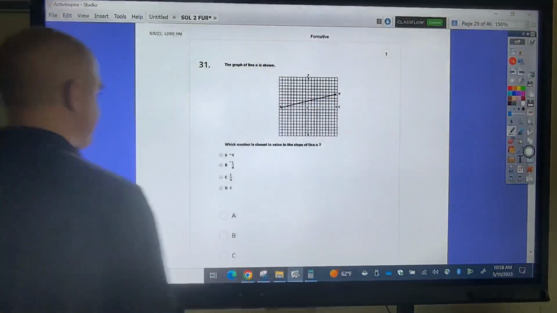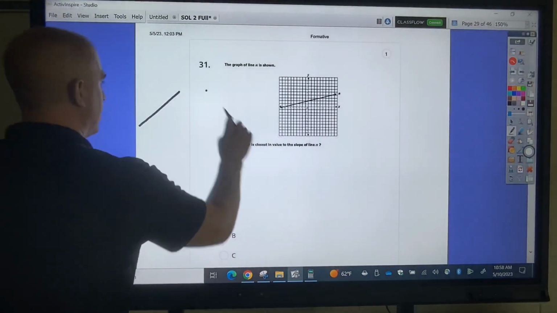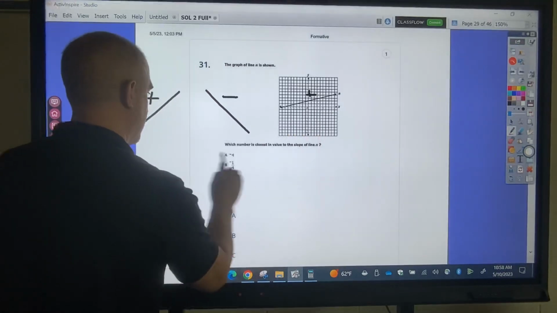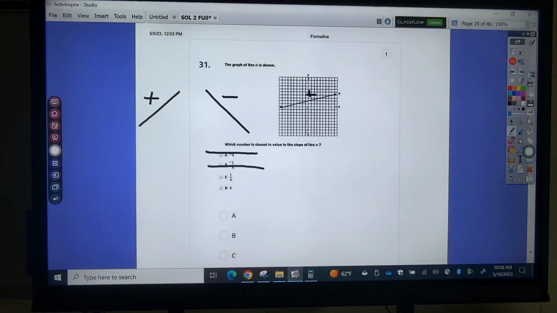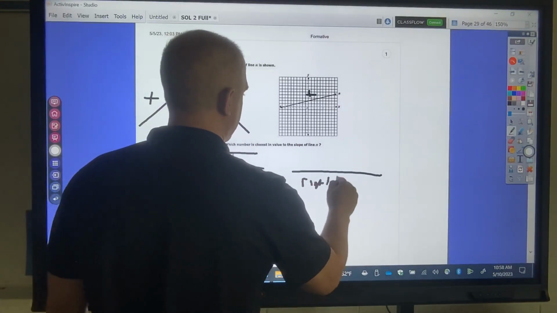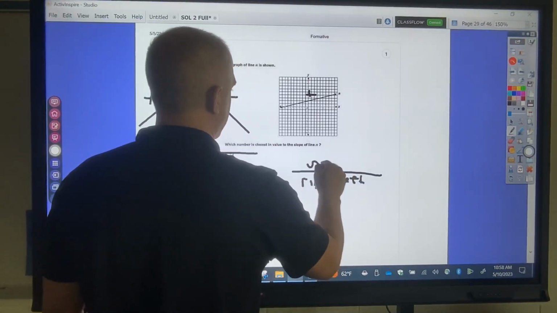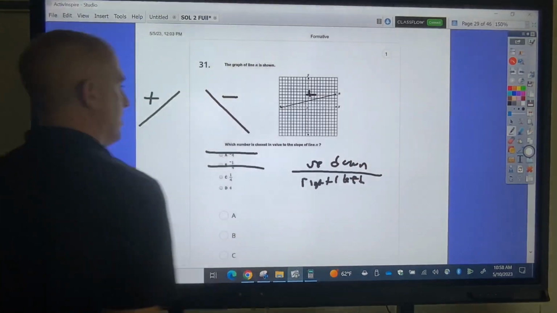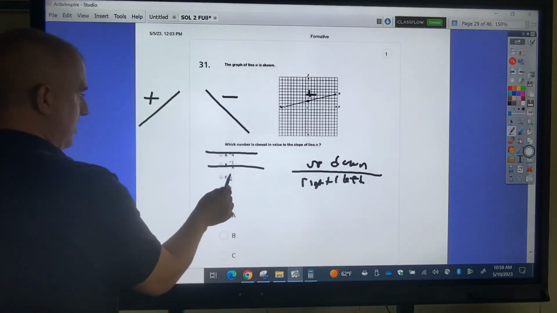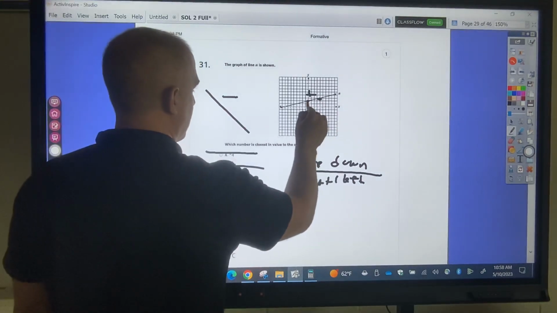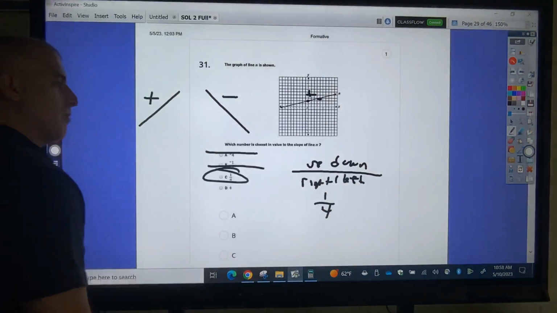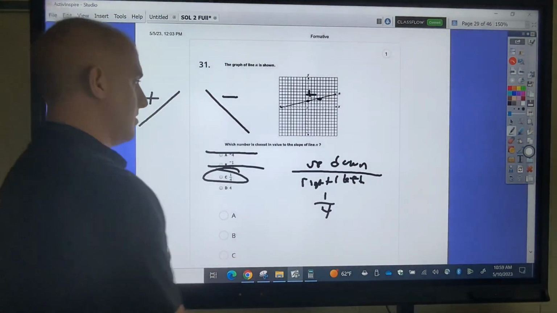Okay, 31. Got to get this. Slope positive, slope negative. So this is slope positive. So those should not have even been a thing. Then what I got to do, the bottom is right and left. This part is up or down. Okay? All right? So pick any point on the graph. You could do this, you know, just go here to here. Okay? That's 4 right and 1 up. You've got to be 1/4. Okay? All right?